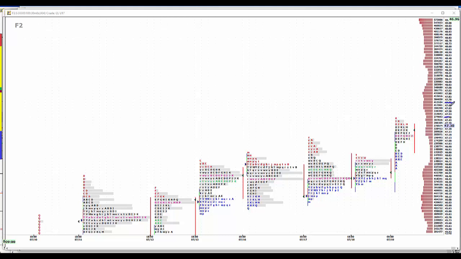47.50, 75, sell 1. 48 even, 48 and a quarter, sell 2. City thinks we're going to 50. 46.75, 47 by 1. And 46 and a quarter, 46.50 by 2.